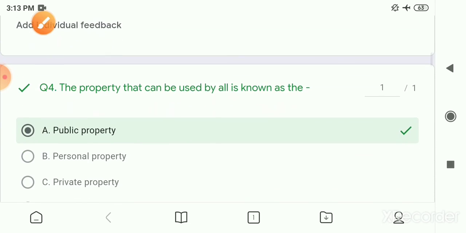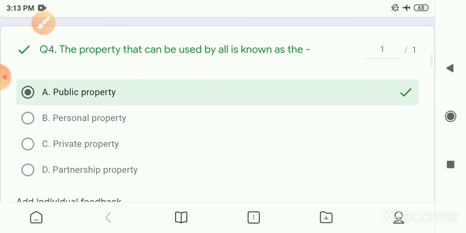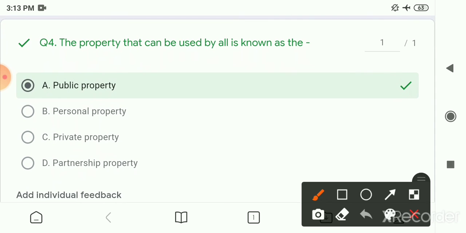Next, fourth number, the property that can be used by all is known as blank. That kind of property is known as public property. Here the options given to you are public property, personal property, private property or partnership property. So here your answer is option A, that is public property. The property which is used by all is known as public property.